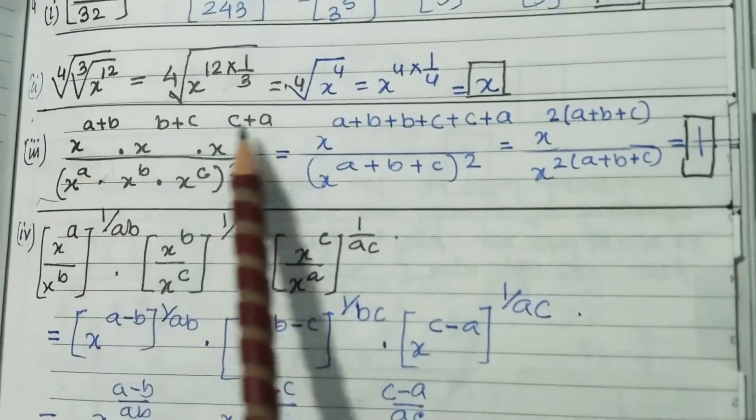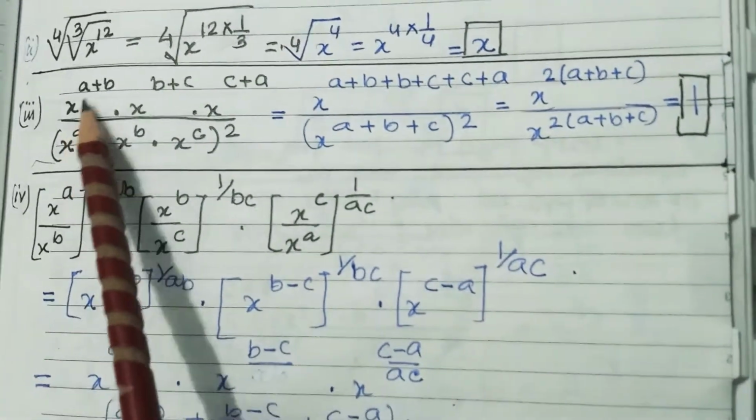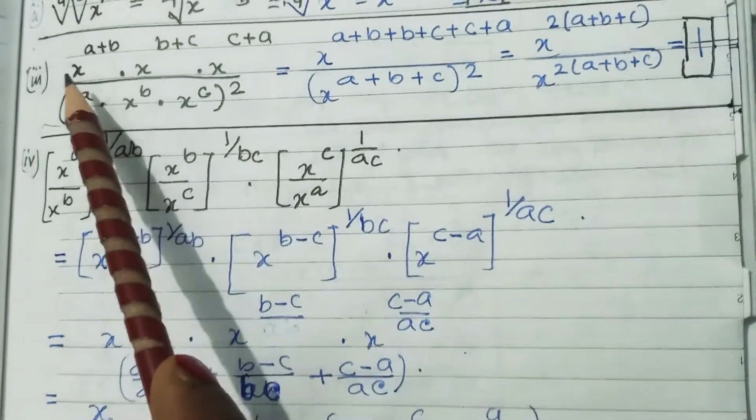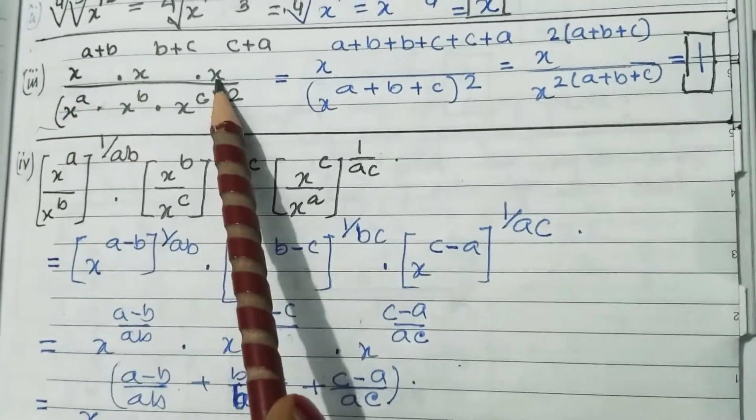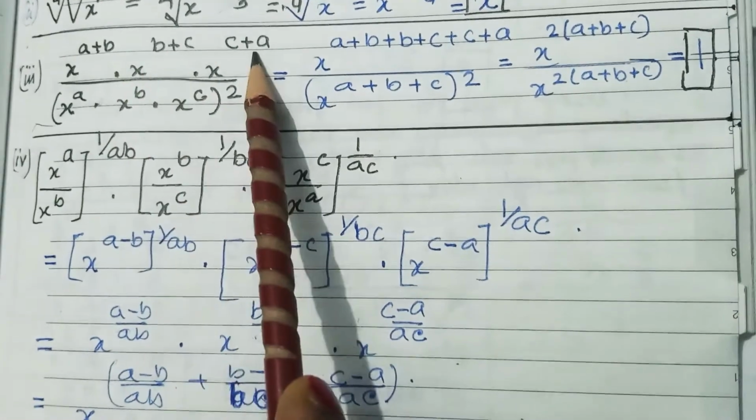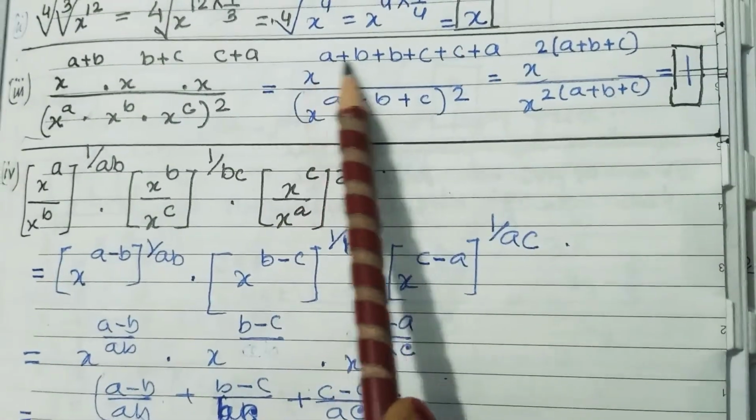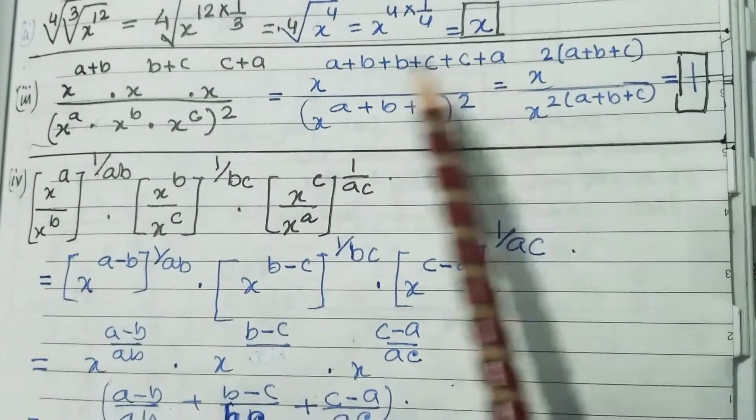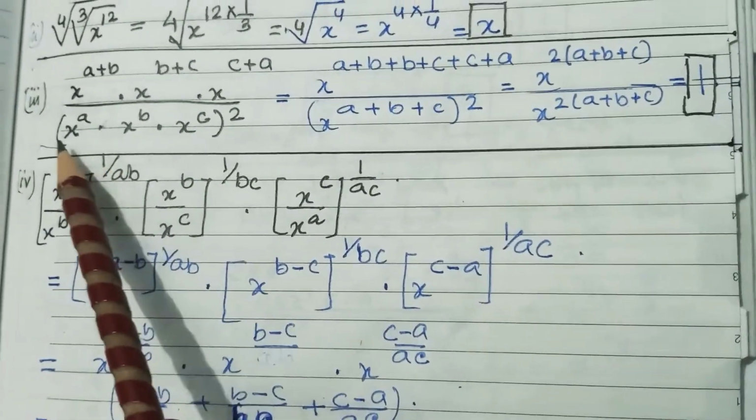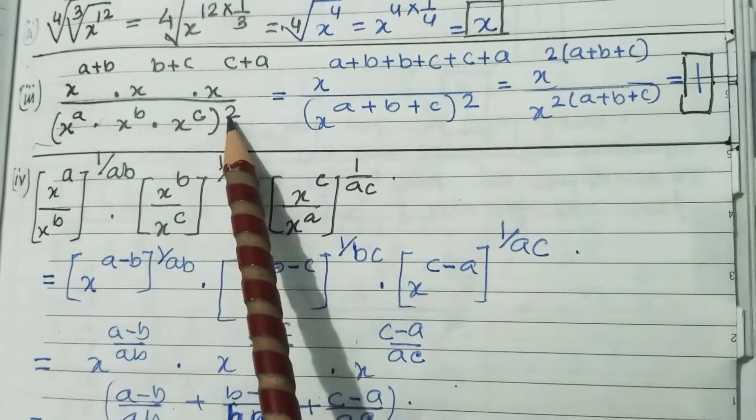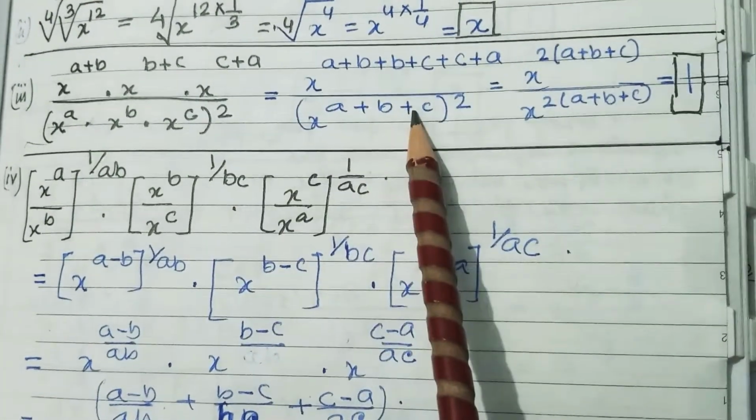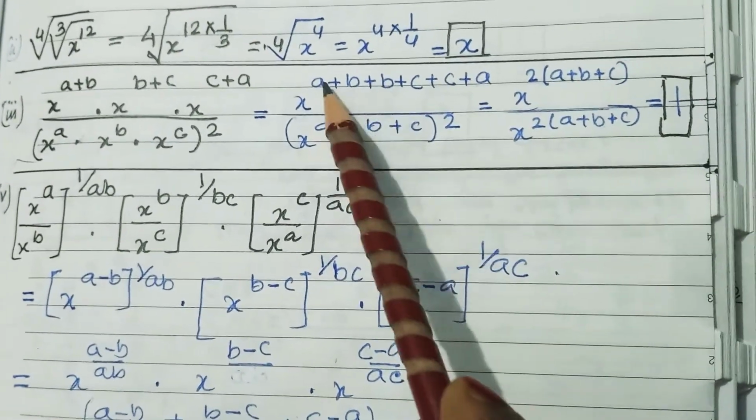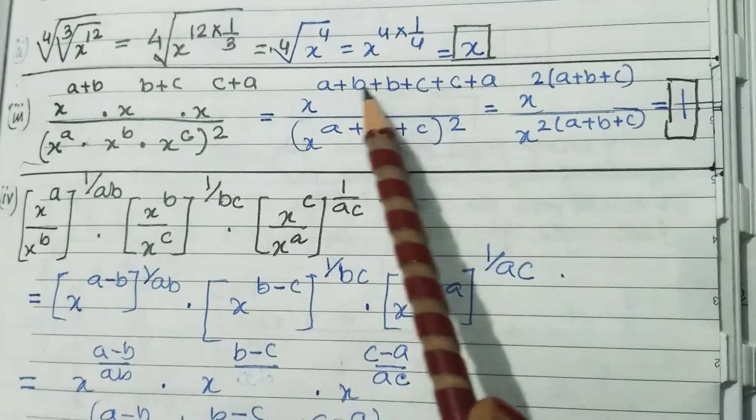Now this question has given x to the power a plus b, and so on. Now we have to solve it. All the bases are the same, so the powers should be added. So it is x to the power a plus b, b plus c, c plus a, upon the same, so it is x to the power a plus b plus c into 2. A plus b plus c into power 2. Now it is 2 times a, 2 times b, 2 times c.